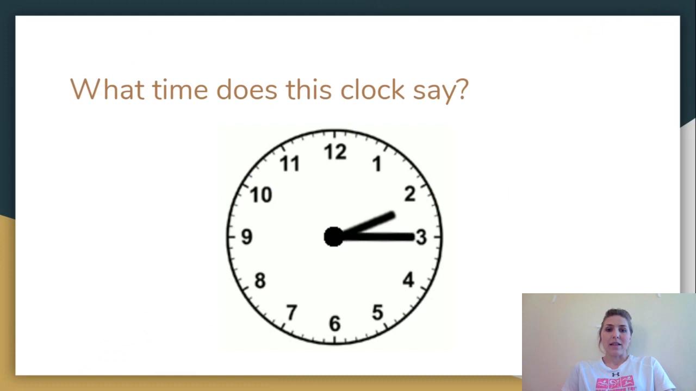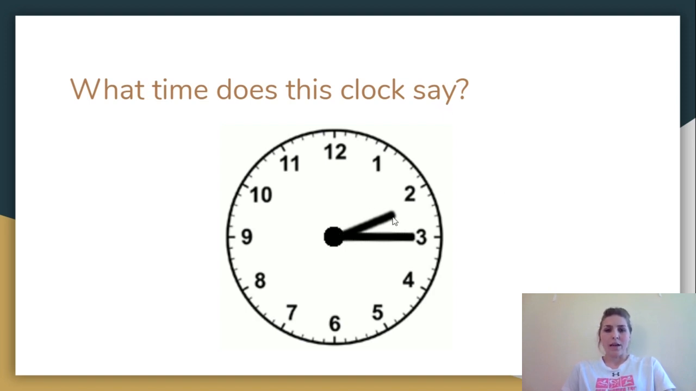So what time does this clock say? I'm going to give you a moment. Okay, if you said 2:15, that's correct. I want to walk through over here. You can see my mouse.